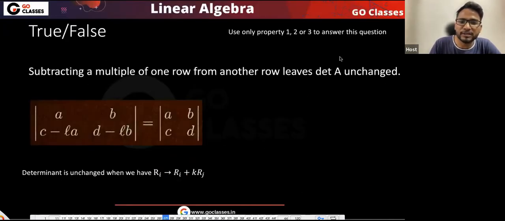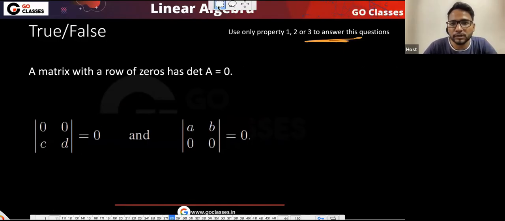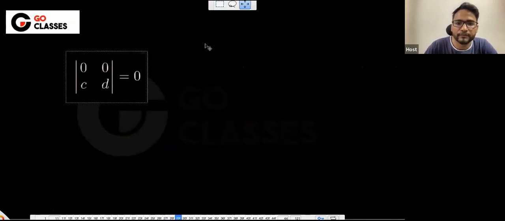Now tell me whether this is true. Yeah, this is true. That's what we have just proved using property 1, 2, 3 only. Now quickly tell me whether this is true or false, and if it is true, how we can prove it using property 1, 2, 3 only. So what I want to prove is that if you have one row or one column, actually this row and column thing does not matter in the case of determinants, but yeah.